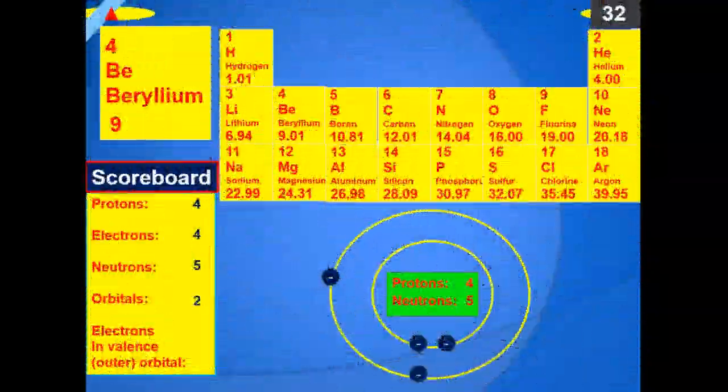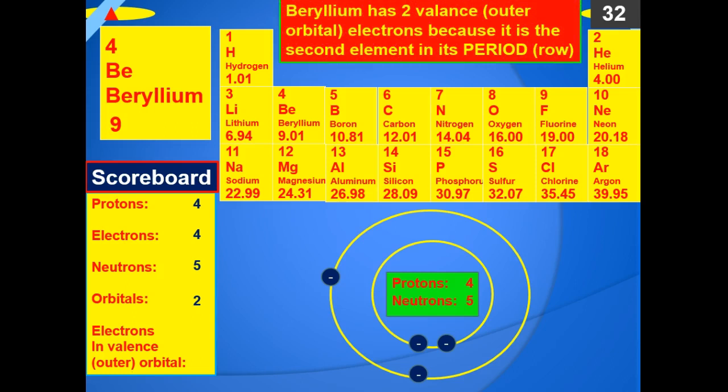Okay. So you can now answer the question, how many valence electrons, or how many electrons in the valence or outer orbital? Okay, beryllium has 2 valence electrons because it is the second element in the second period. Okay, so 1, and you see the 2. So in order to know how many valence electrons, you simply count from the left how many elements over it is in its row or period. Beryllium's the second element over from the left in the second row, so it has 2 valence electrons, and so now we can fill in our scoreboard and it is complete. And we also have a complete diagram for beryllium.